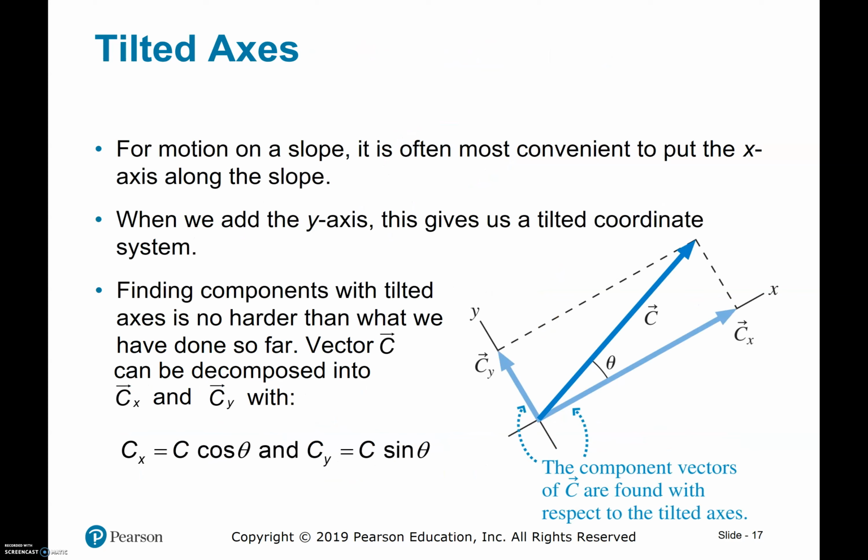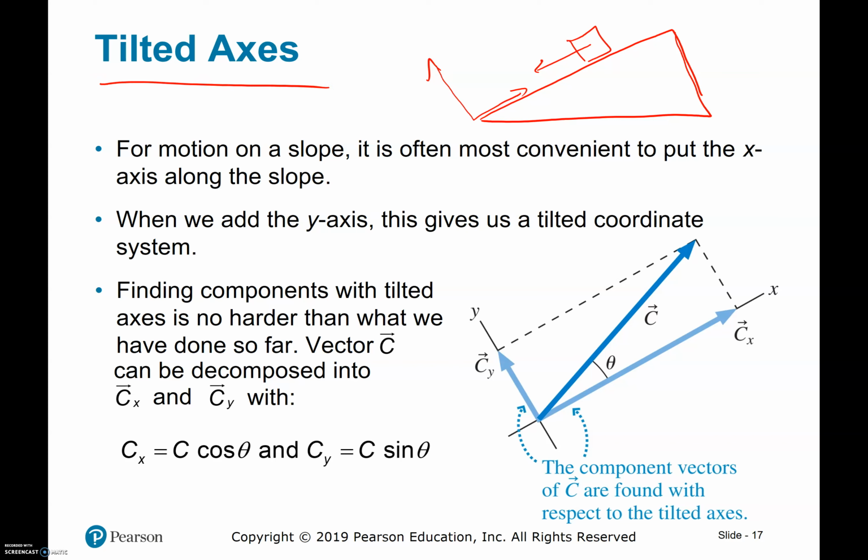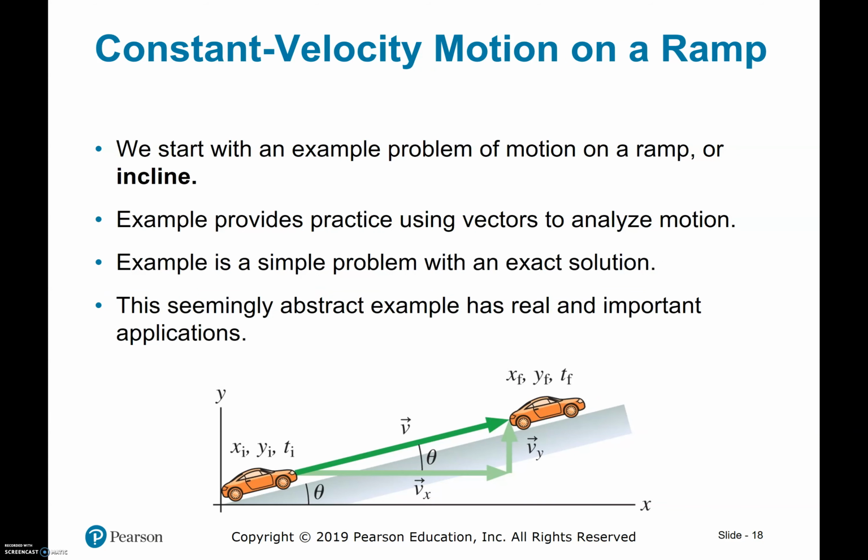Another important place where vectors are going to be of use is when you have things like inclined planes, right? If you have an object here that is moving this way, how do you study that? Well, the easiest way to study that is to set what is called a tilted coordinate system, tilted axes, like this one here. And then you can use the vectors in this tilted coordinate system to study the motion of this object here. So let's look at that example in more detail.